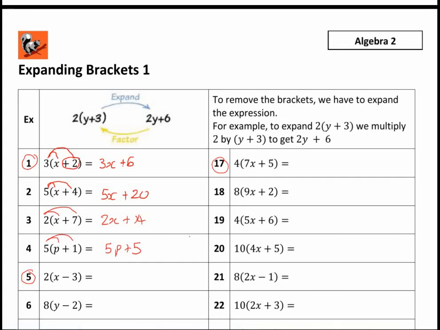Okay, on this one, we have a negative in the bracket, and that's okay. Let's do it as we normally would do anyway. So 2 times x will give us 2x, and 2 lots of negative 3. Now this is a positive 2 at the front here. Positive times a negative is going to give us a negative, and 2 times 3 gives us 6. It's the only difference.